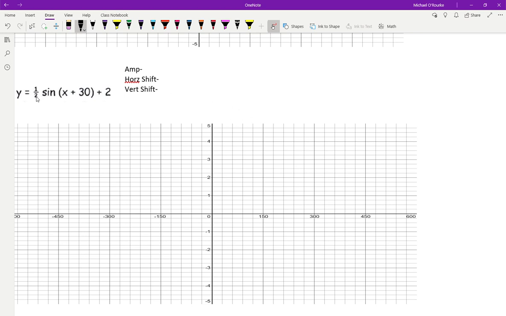Tatum's already seen. All right, so let's take a look at our transformations first. Okay, the amplitude is going to be half, or 0.5. Our shift is going to be 30 left, and our vertical shift is going to be up 2. Okay, so make sure you can find those shifts as well.